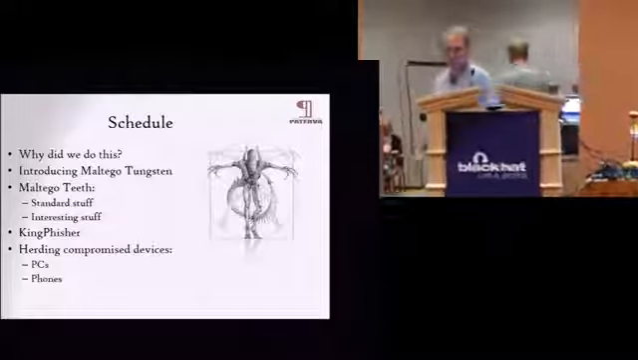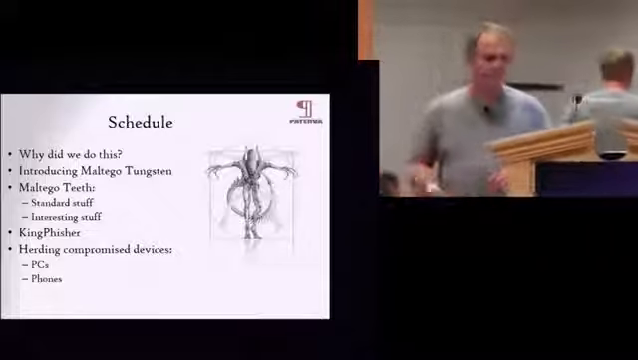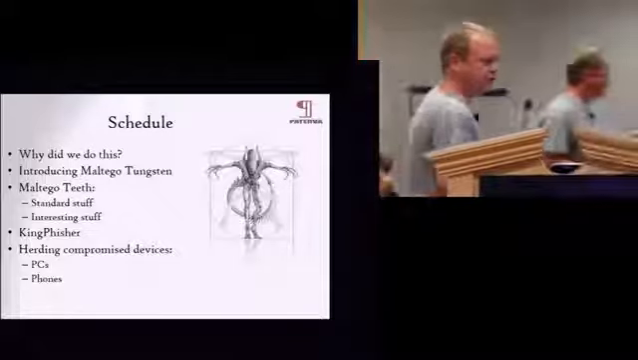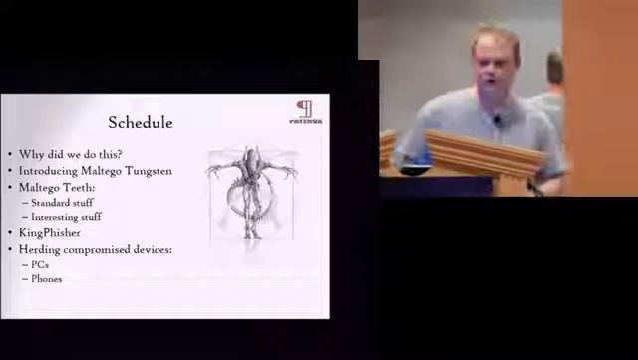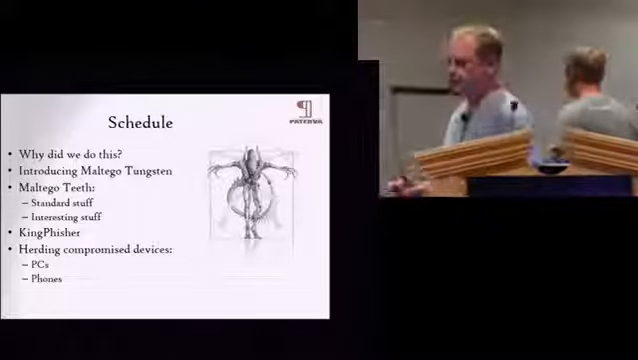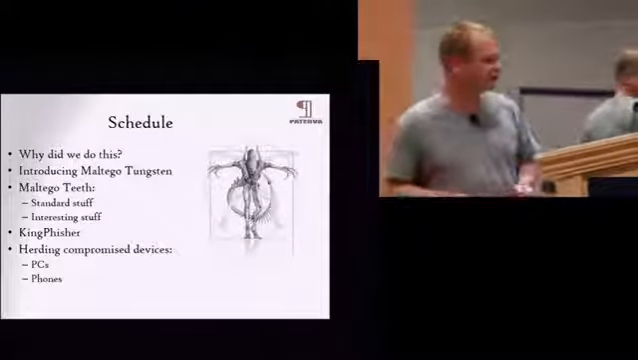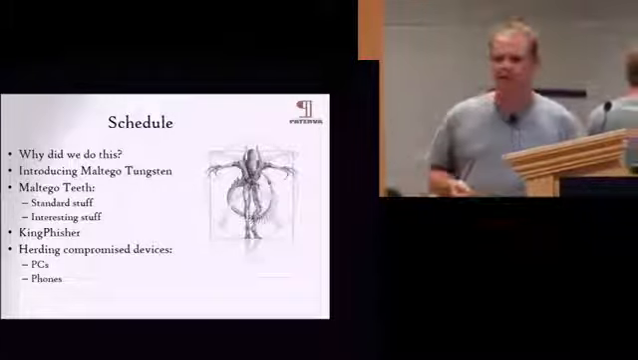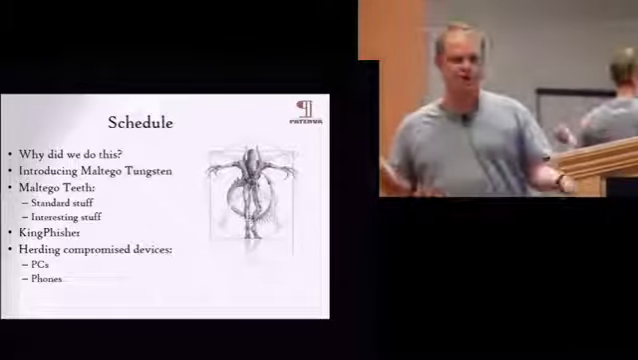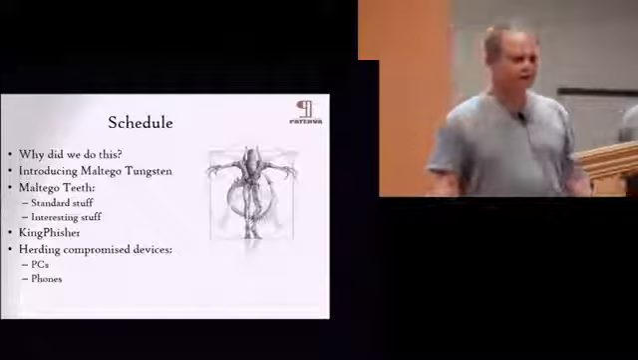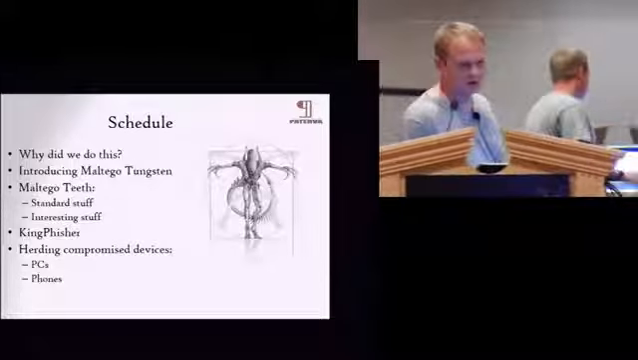Like I said, we've got a lot of stuff. This is the schedule that we're going to go through. I'm going to start off by explaining why we did what we did. We're then going to look at Maltego Tungsten, which I believe went live from stage about 2 minutes ago. So that stuff is live, and we're going to look at that.